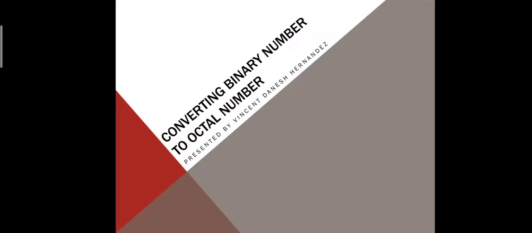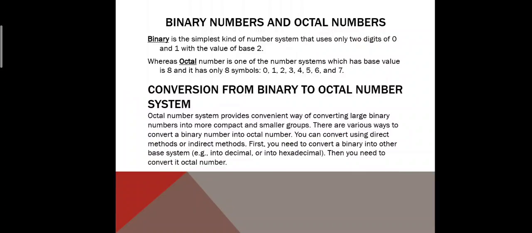Dito po ay tuturo ko po kung paano mag-convert ng binary number to octal number. Binary numbers and octal numbers. Binary is the simplest kind of number system that uses only two digits, 0 and 1, with the value of base 2. Whereas octal number is one of the number systems which has base value of 8 and it has only 8 symbols: 0, 1, 2, 3, 4, 5, 6, and 7.